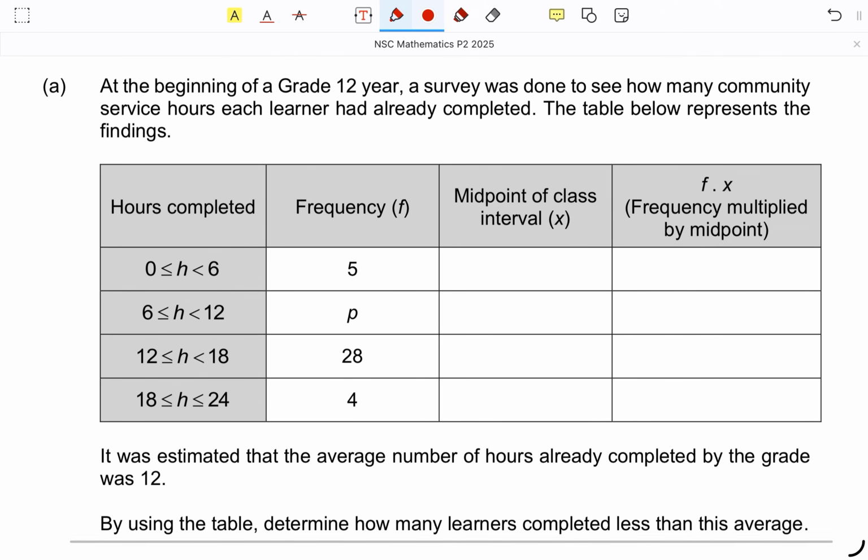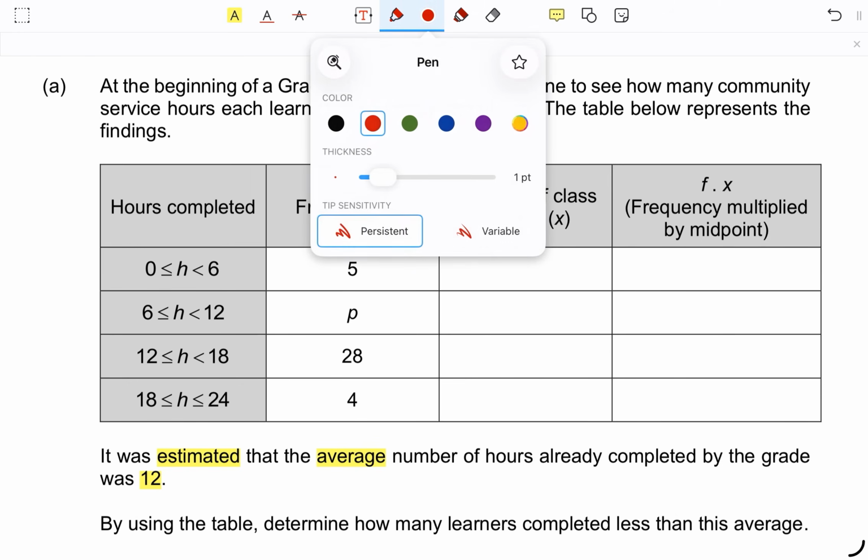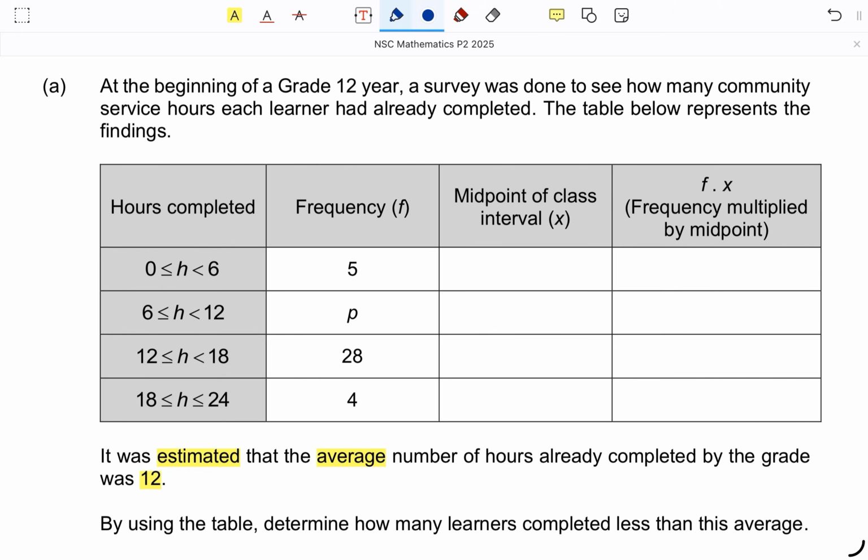Then they tell us it was estimated that the average number of hours already completed by the grade was 12. So quite important information there. The estimated average was 12. And then by using the table, determine how many learners completed less than the average. So first thing, we need to complete the table.